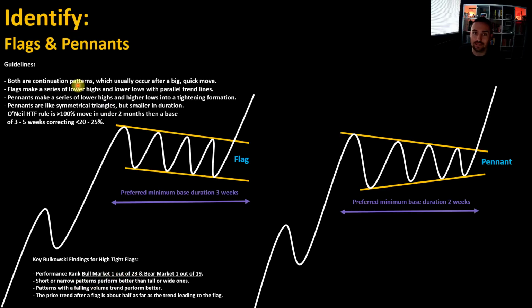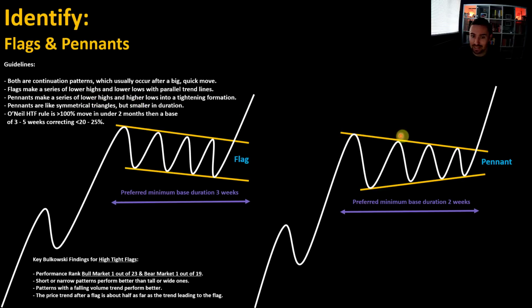So what are the guidelines for high tight flags, flags and pennants? Both are continuation patterns which usually occur after a big quick move. Flags make a series of lower highs and lower lows with parallel trend lines. You can see that there, lower highs and lower lows coming through. Pennants make a series of lower highs and higher lows. So that's the difference between a flag and a pennant.